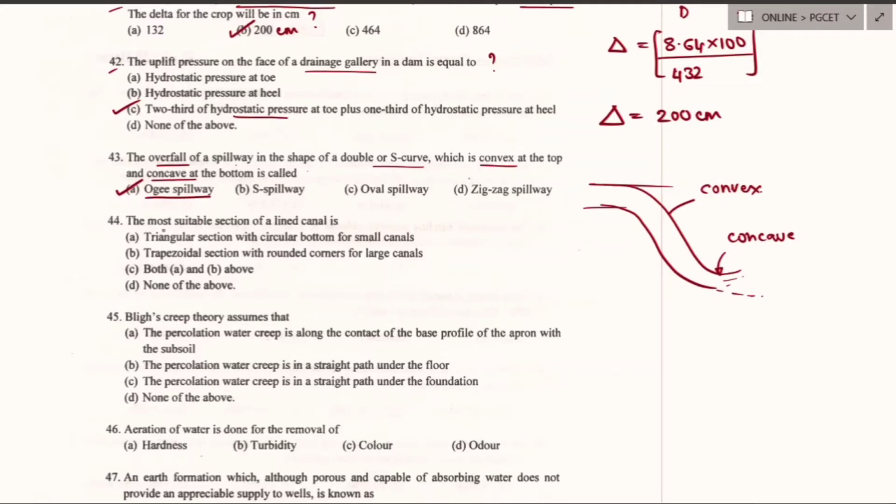Question number 44. The most suitable section of a lined canal is option C. That is triangular section with circular bottom for small canals and trapezoidal section with rounded corners for large canals. So both A and B will be the right answer.